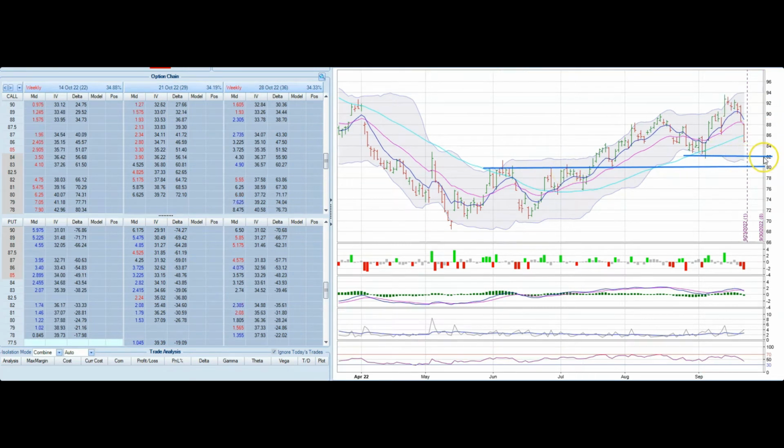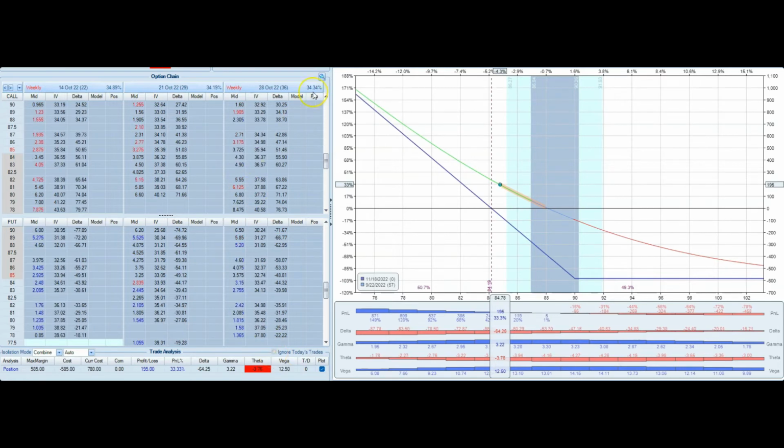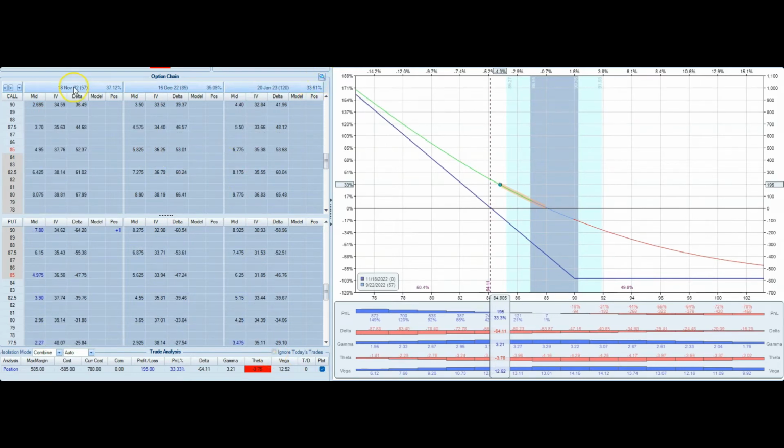So as I was looking for a move down to about 82, maybe 80, what I did was I took a long position in the November 18 expiration cycle with 57 days. I picked up a 90 put. I was able to buy this put for $5.85. So the risk in this trade is $585.